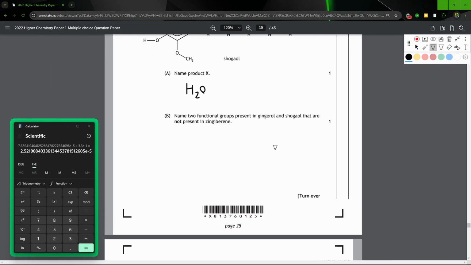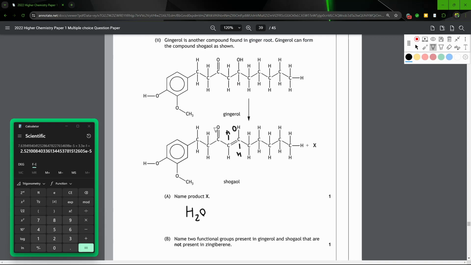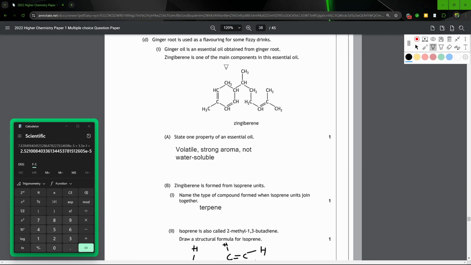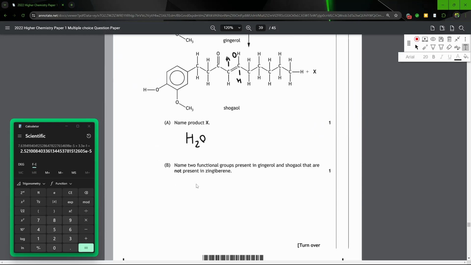Name 2 functional groups present in gingerol and shogaol that are not present in zingiberine. We can see here that we have a carbonyl group, and we also have a hydroxyl group. But we'll check if any of those are present in our zingiberine. There aren't, so let's write them down. So that'll be carbonyl and hydroxyl.